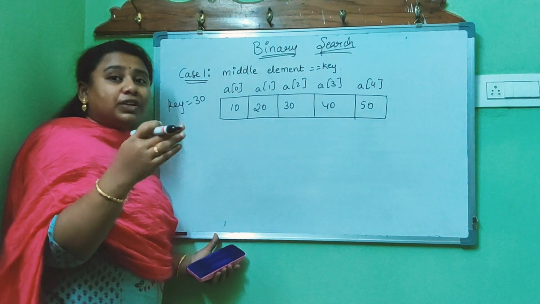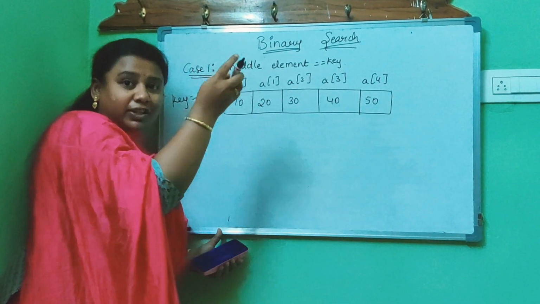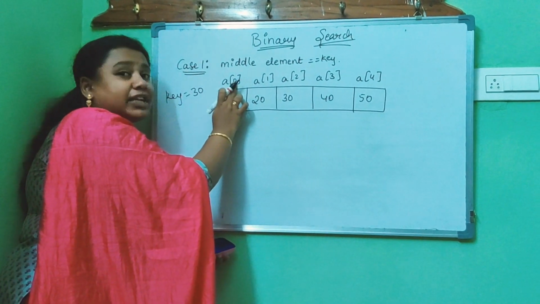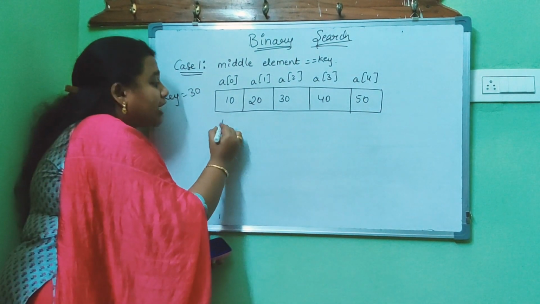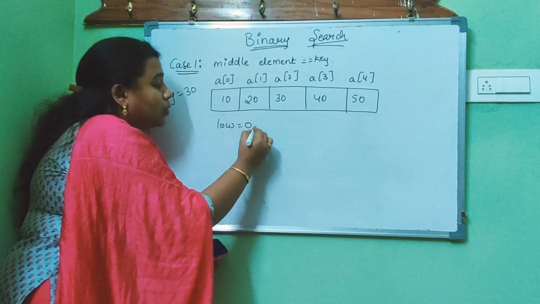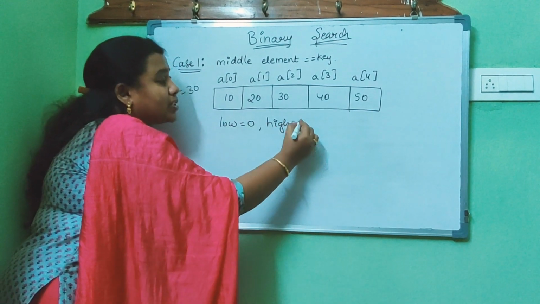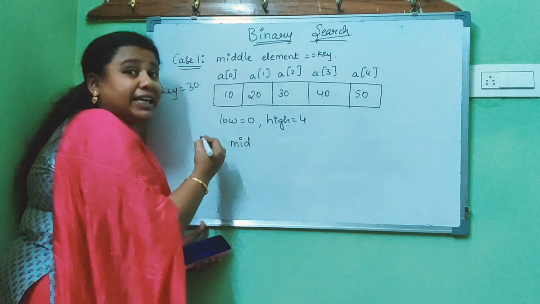Basically, how did we go in the case of linear search? We went one by one, element by element. But in this case, what are we going to do? The starting index of this array is 0. What is the ending index of this array? 4. So we have to store them in low and high. The lowest index is 0, the highest index is 4. Now we have to calculate the mid index.